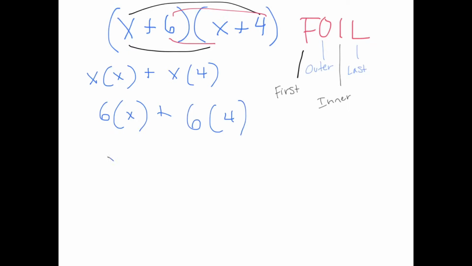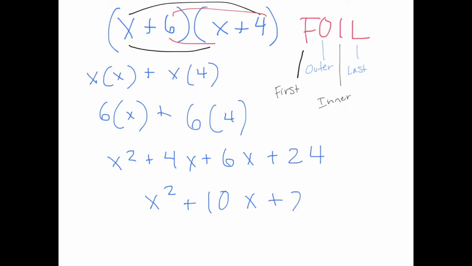So x times x is x squared. x times 4 is 4x. Now 6 times x is 6x. And 6 times 4 is 24. Now in this instance, we're going to combine like terms, and we're going to get x squared plus 10x plus 24.